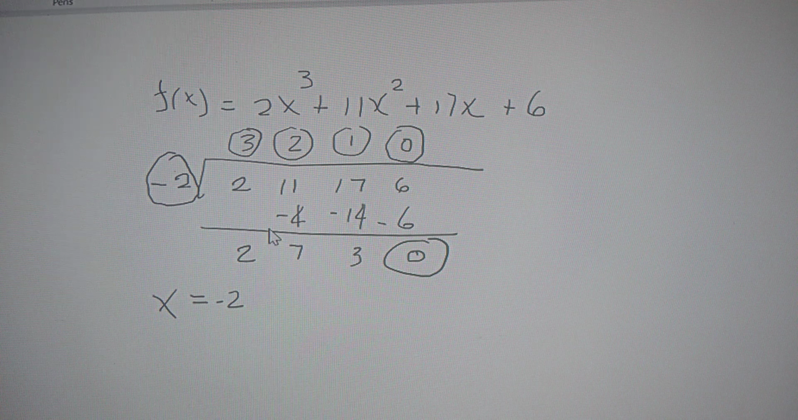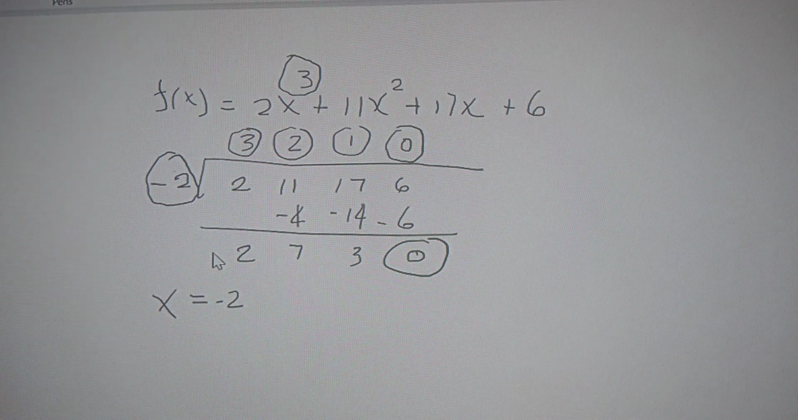That means that one of the roots is x equals minus 2. We found one. Remember, we have a maximum of 3. We found one real root, so we still have more to find, but notice that from here we can get what is called the depressed equation.